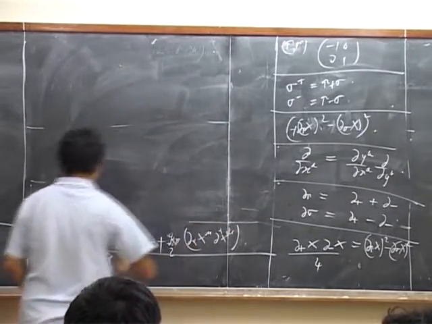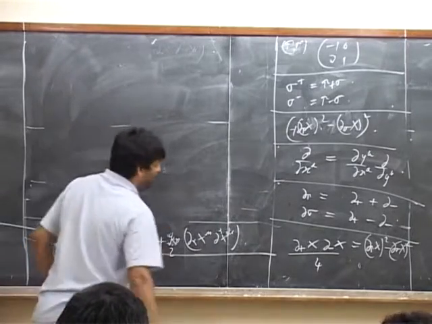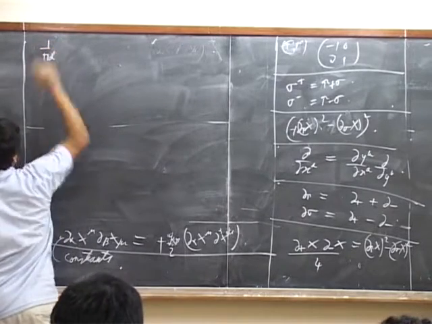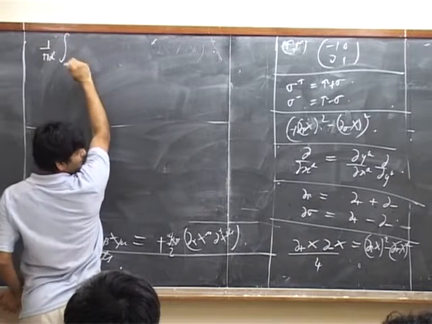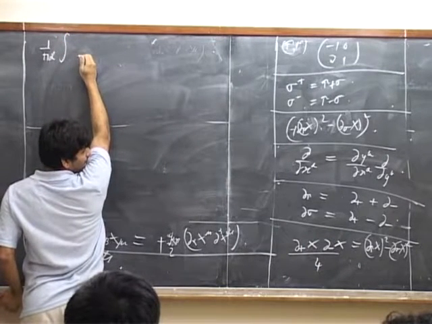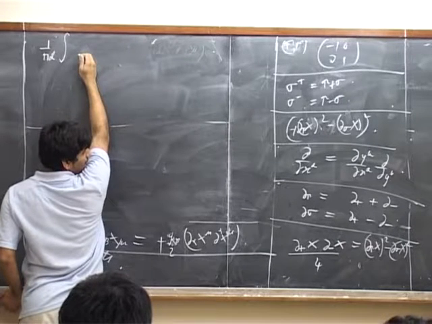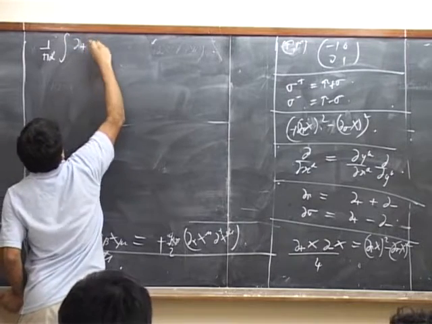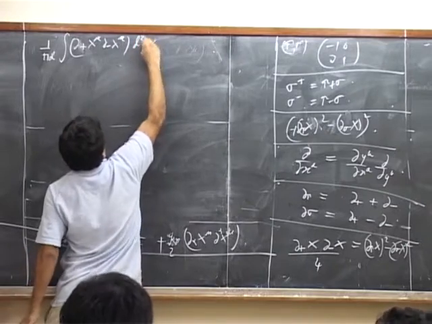Okay. So, our action rewritten in terms of plus and minus has the following interesting form. 1 by pi alpha prime, right? The minus we absorbed, and the 4 I just cancelled, and del plus X mu, del minus X mu d2 sigma.